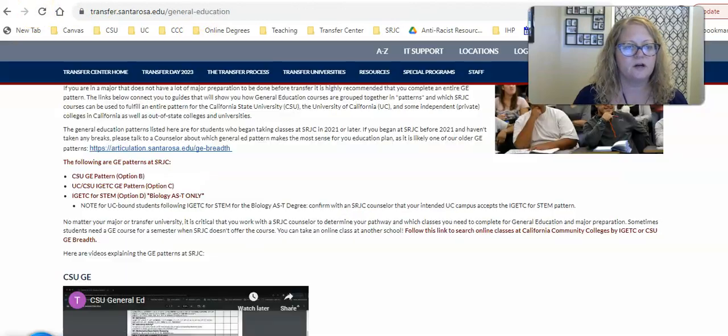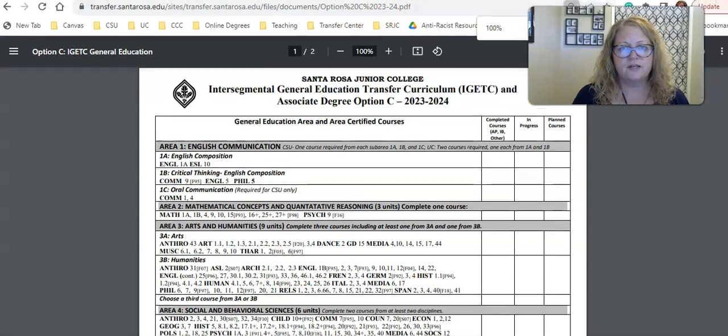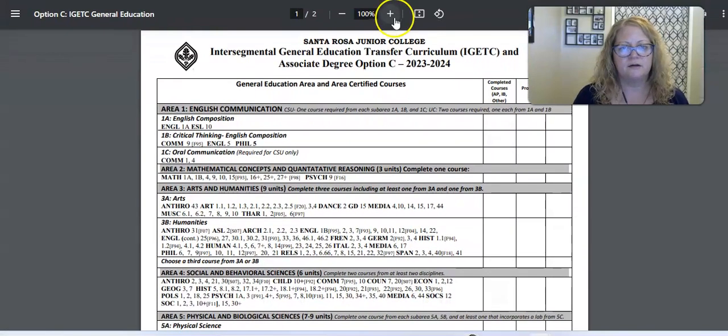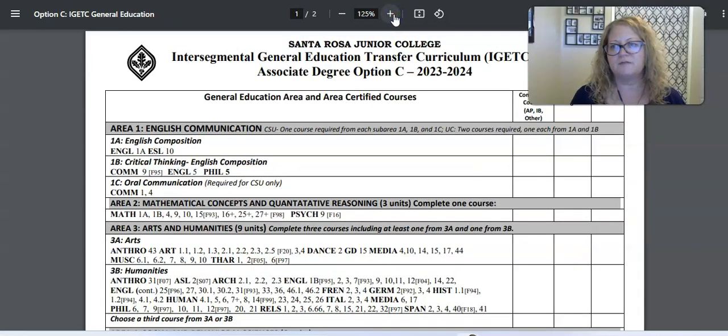All right, let's now talk about IGETC, option C. So if you're not certain where you're going, you should work off of IGETC, okay? Because this is going to be the most broad as far as the number of schools that are going to accept it. And it's the most strict. So especially if you're looking at out-of-state campuses or California privates, the courses on here are more likely to transfer.